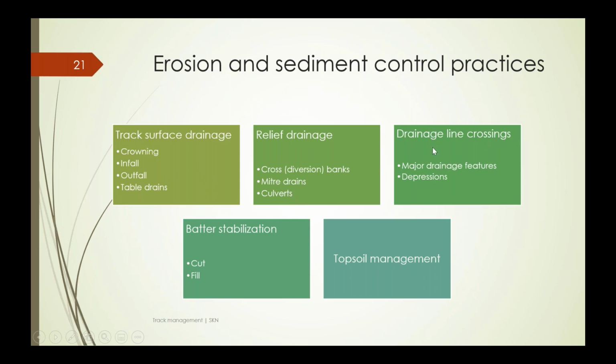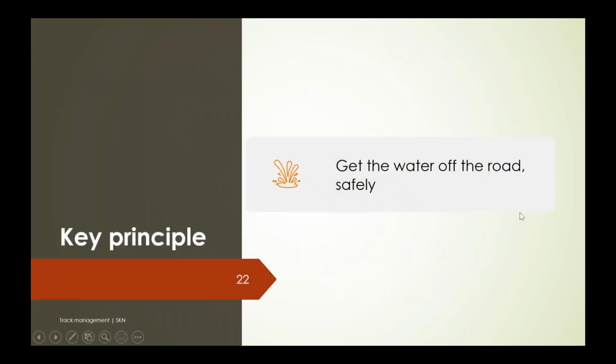We then get onto drainage line crossings, and we've broken that up into major crossings and depressions. And then a couple of other matters which are really about protecting the edges of the road, the batters, and we'll just have a look at cut and fill batters and topsoil management. But here's the basic principle of all of these measures. It's all about getting the water off the road safely.